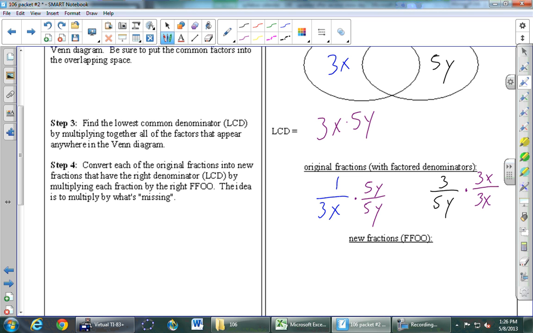Okay, new fractions. We're just going to multiply straight across. 1 times 5y is just 5y divided by, and then I'm going to copy this. Again, you can change it to 15xy, but I'm quite happy to leave it factored.